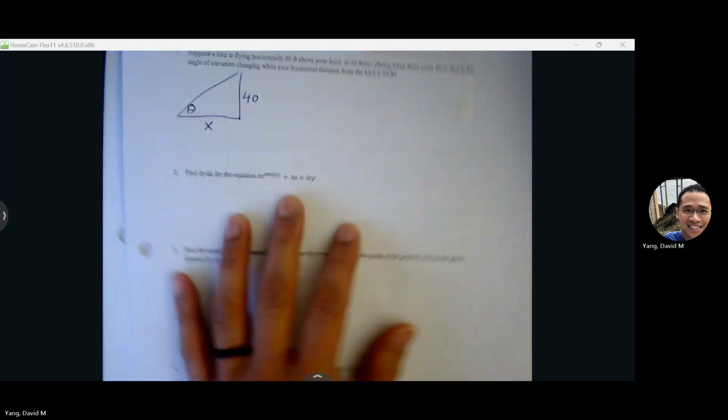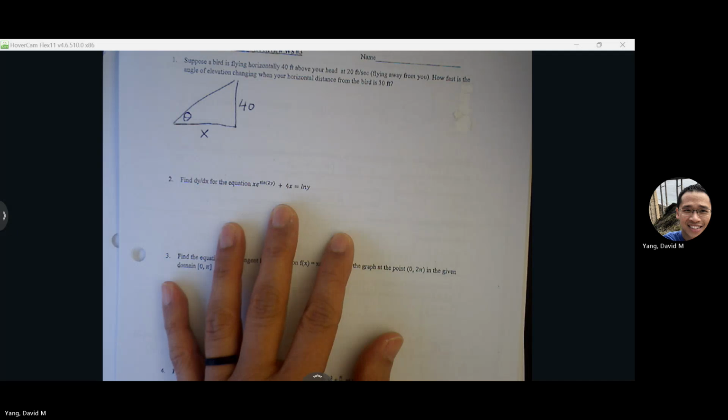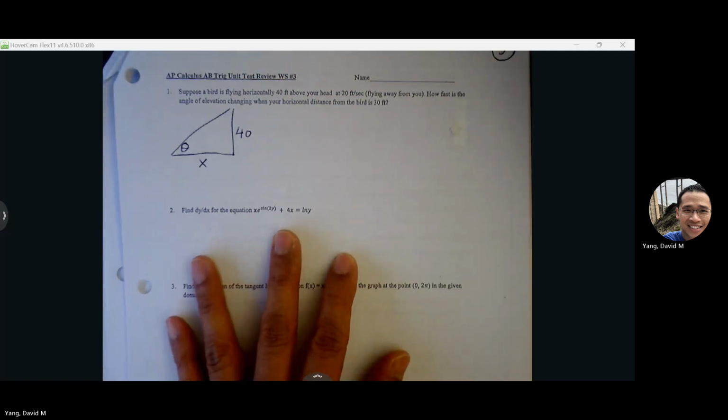All right, page 5, worksheet 3. Right, so here's the diagram that should have been given to you. You just go ahead and draw that in. Suppose the bird is flying horizontally 40 feet above your head at 20 feet per second. So the fact that the bird is flying horizontally, that's going to cause that height to never change. It's going to hold at 40 feet.